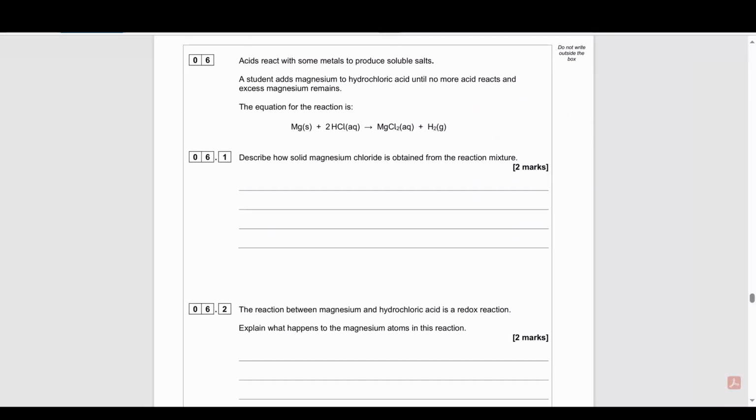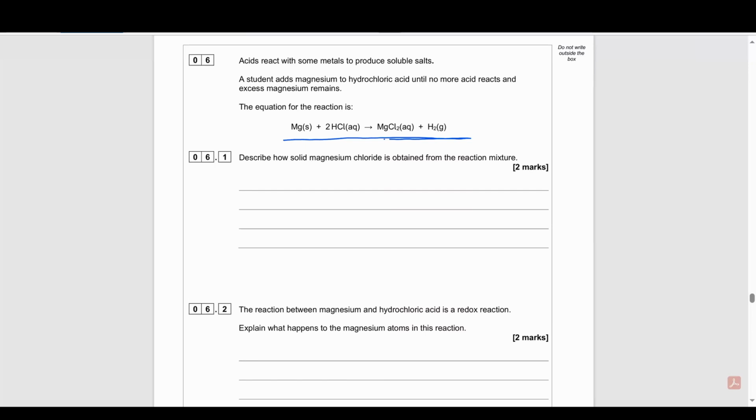Question 6. Acids react with some metals to produce soluble salts. A student adds magnesium to hydrochloric acid until no more acid reacts and excess magnesium remains. The equation for the reaction is shown. 6.1. Describe how solid magnesium chloride is obtained from the reaction mixture.